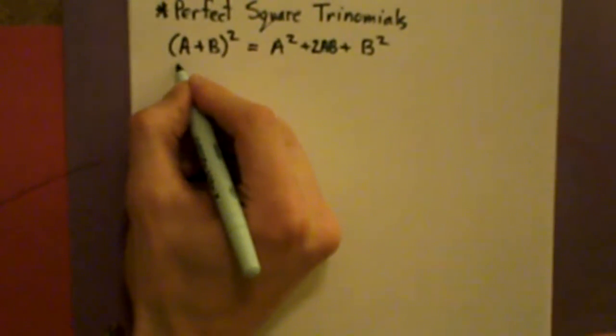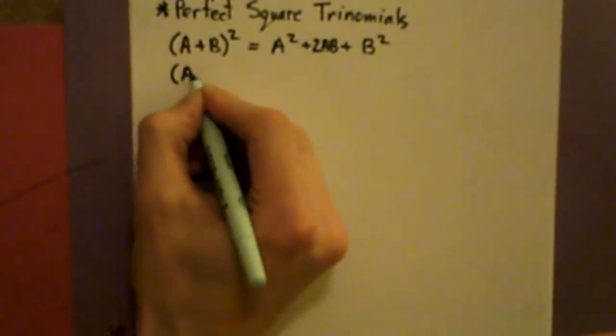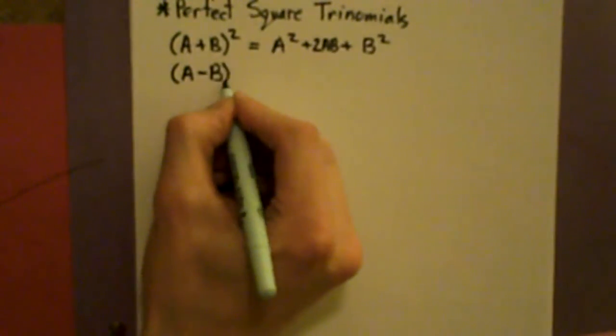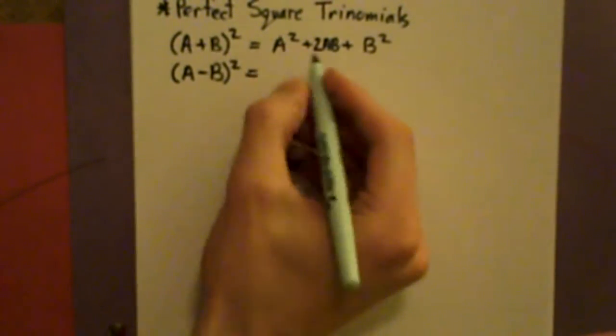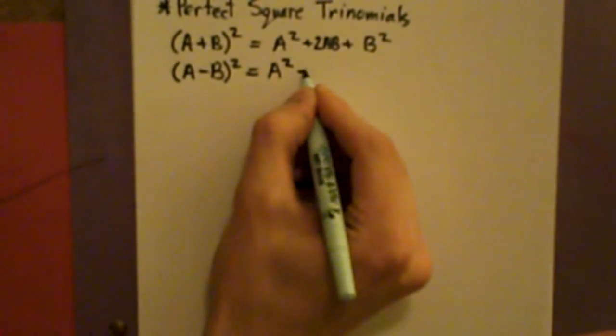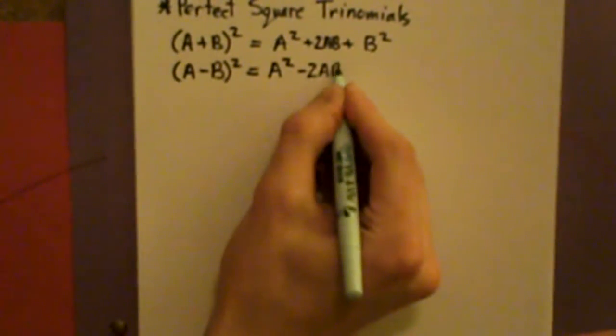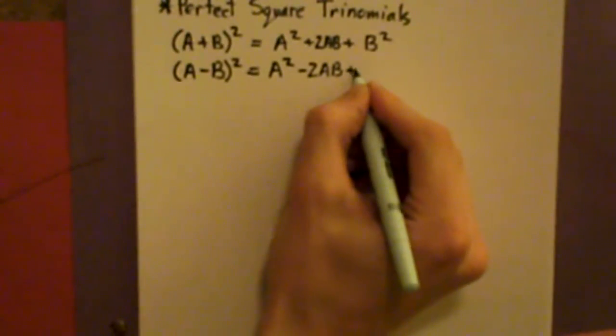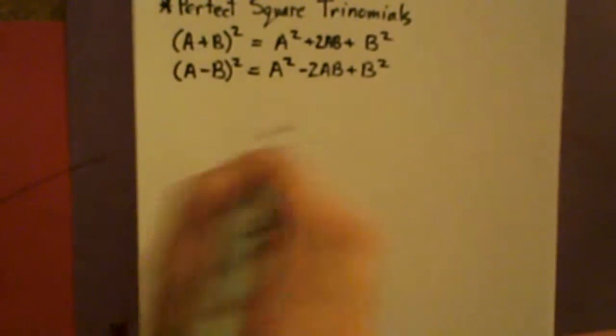We also have the perfect square trinomial a minus b squared, which is very similar. This always multiplies out to be a squared minus 2ab plus b squared.